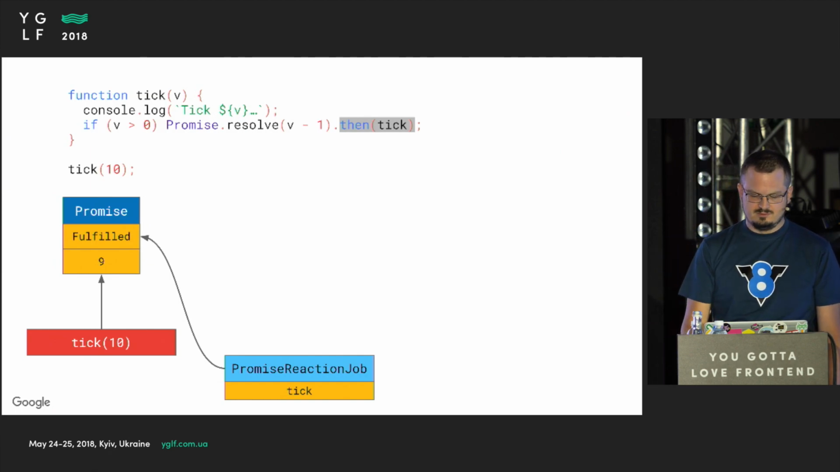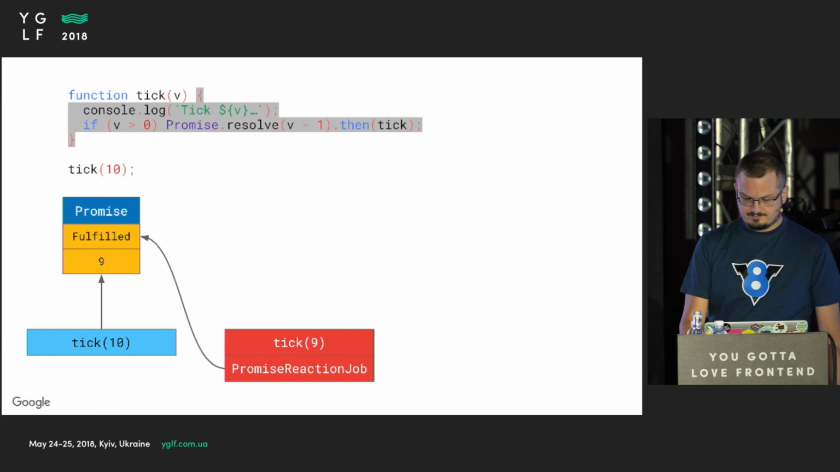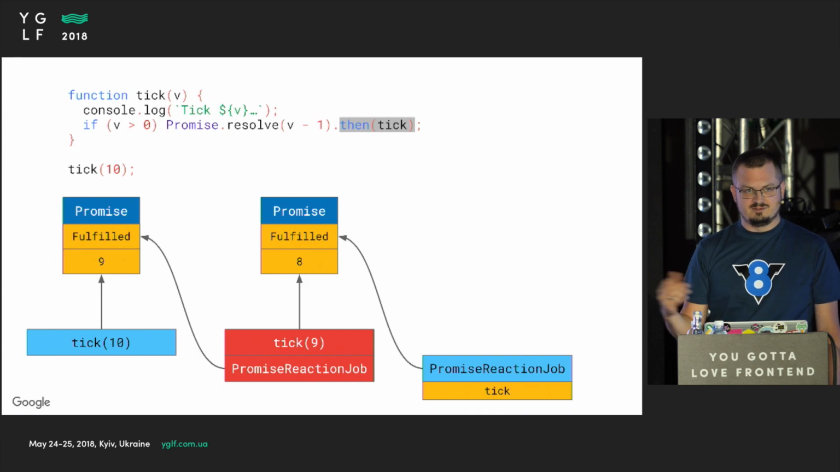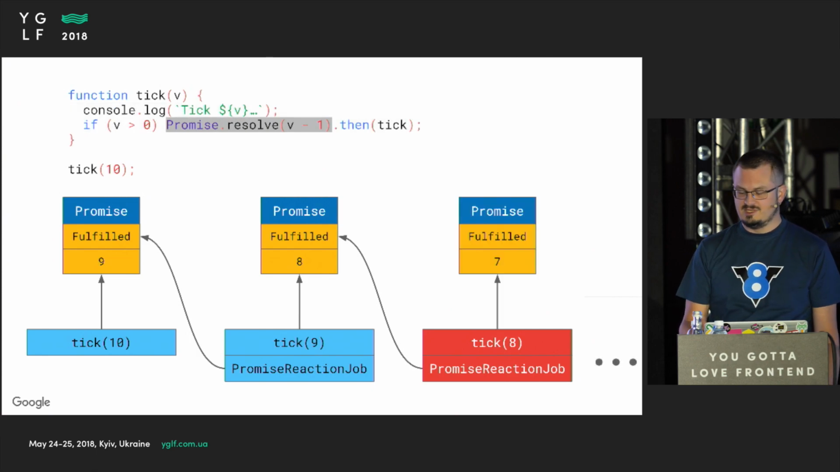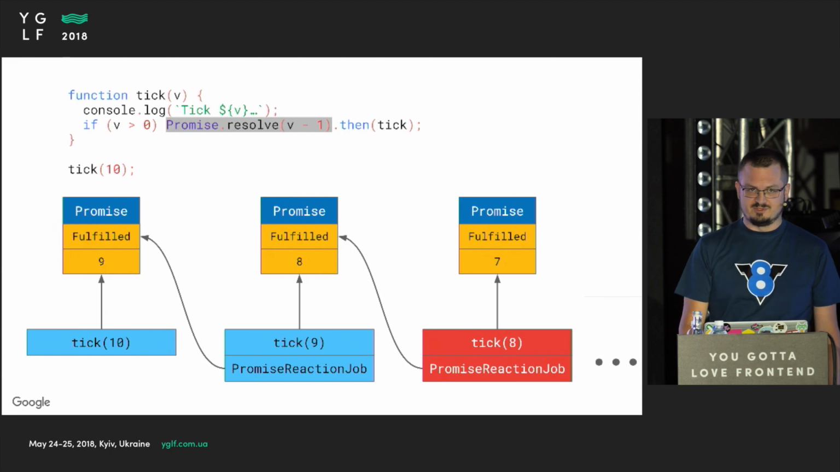run. So there's nothing else scheduled, so we run the promise reaction job. So we invoke tick 9. That creates a promise that is fulfilled with the value 8. That schedules another reaction job to invoke tick. That invokes tick 8, creates a promise, and so on. Okay, so this process is kind of simple to understand, kind of.